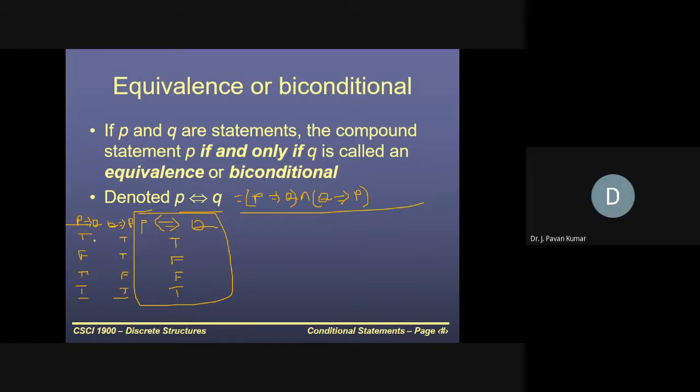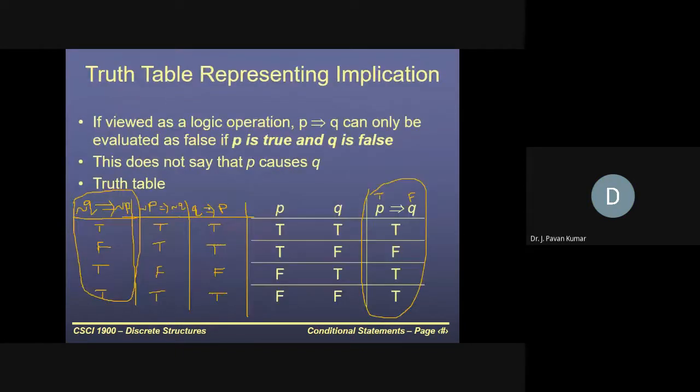Here you can observe, P implies Q is this, and Q implies P is this. Now we are applying the AND operation between these two. True here, true here, so the resultant is true. Next, true here, false here, so the resultant is false. Next, false here, true here, so the resultant is false.